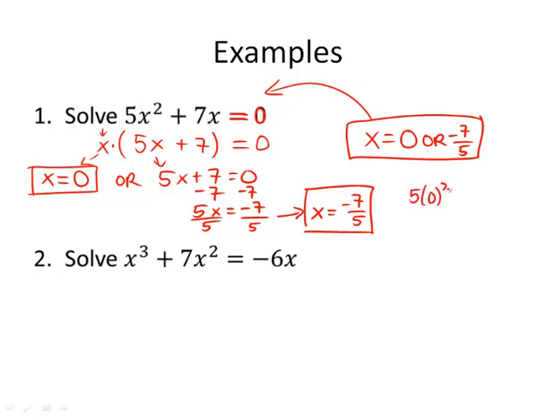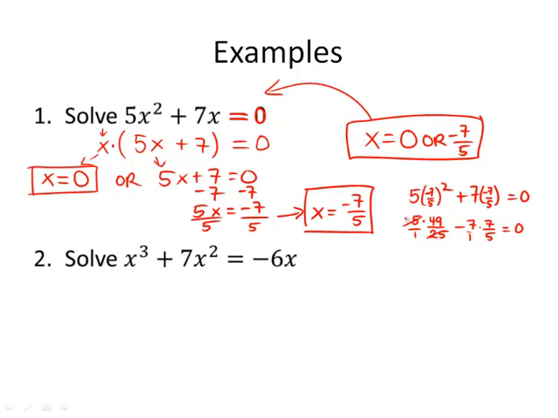5 times 0 squared plus 7 times 0, yes, that equals 0. If we put in negative 7/5, you have to use your fraction knowledge a little bit here. So you got 5 times 49 over 25 plus 7 over 1 times negative 7 over 5, and I'll just make this here negative. So you could go through that and check it out.